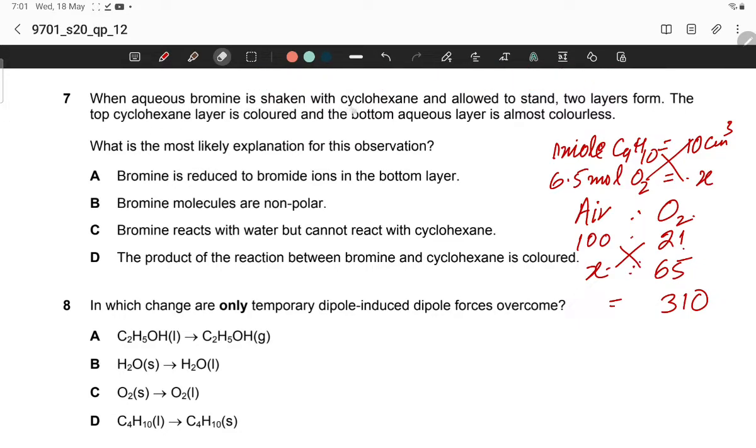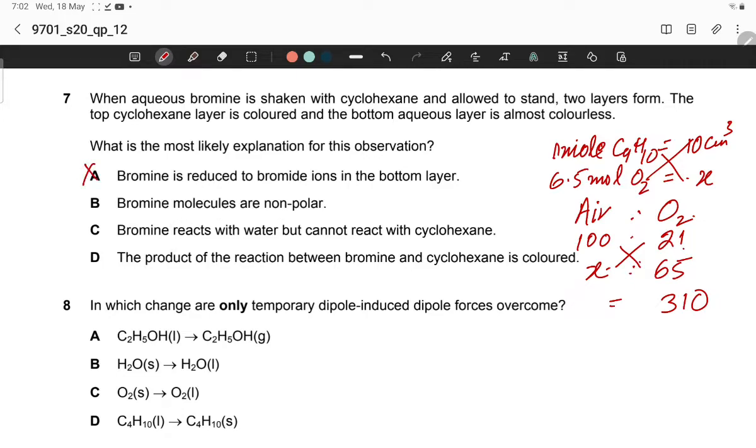When aqueous bromine is shaken with cyclohexene and allowed to stand, two layers form: the top cyclohexene layer is colored and the bottom aqueous layer is almost colorless. What is the most likely explanation for this observation? Bromine is reduced to bromide ions in the bottom layer. Bromine is not reduced to bromide ions, so this is incorrect.